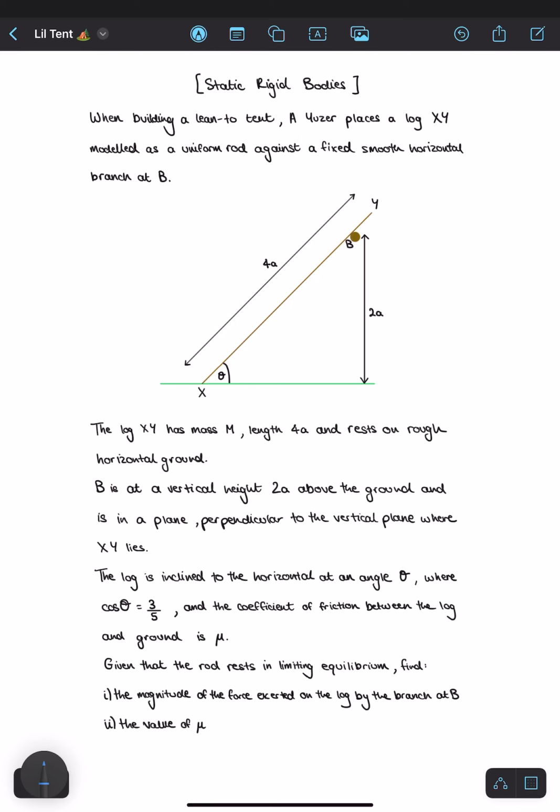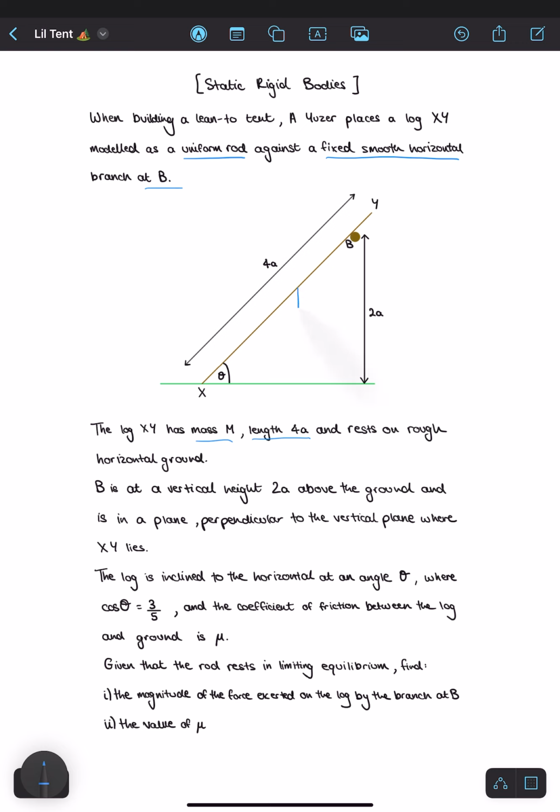Let's solve this 10 marker mechanics question. When building a lean-to tent, a user places a log XY, modeled as a uniform rod, against a fixed smooth horizontal branch at B. The log XY has mass M, length 4A, and rests on rough horizontal ground. Because the rod is uniform, the weight will act at its midpoint.